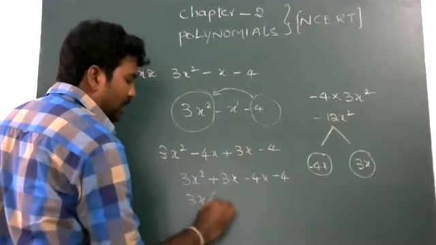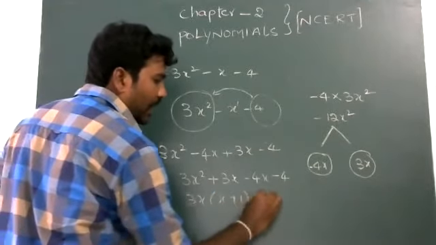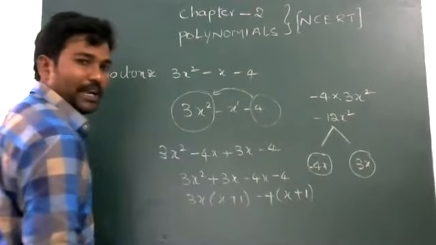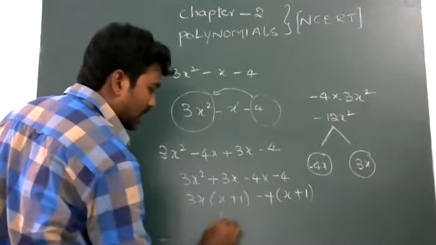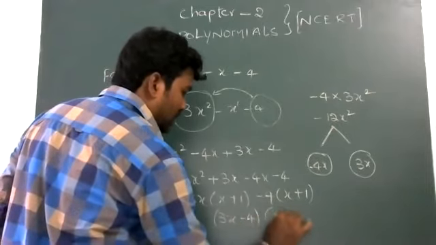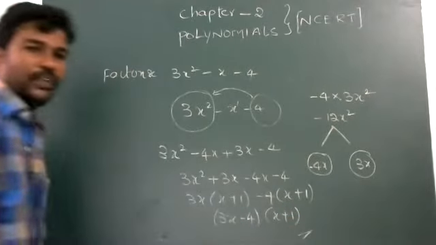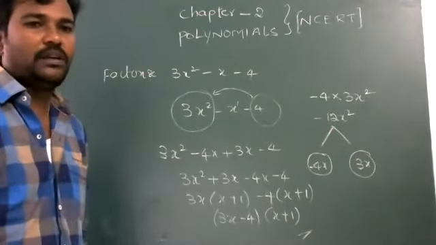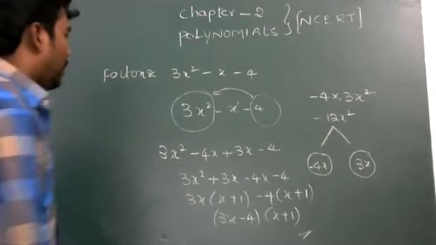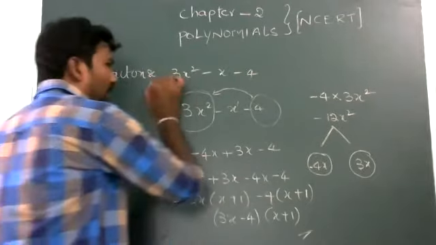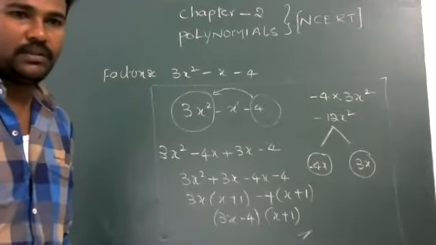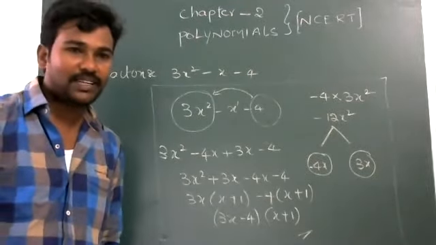3x is common, that means 3x into x plus 1. Here minus 4 is common, that means minus 4 into x plus 1. Now what are the factors? Finally you can write 3x minus 4 and x plus 1. These two are the factors. So this is the factorization method to find the zeros of the quadratic polynomial. First of all, you get clarity on this factorization, then polynomials are very easy. Is it clear, students?